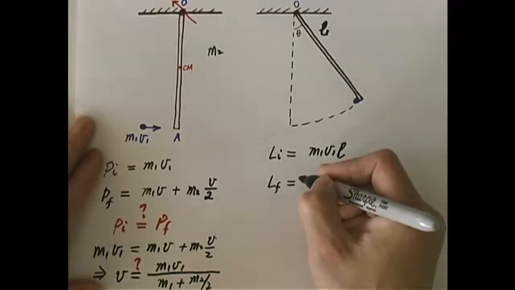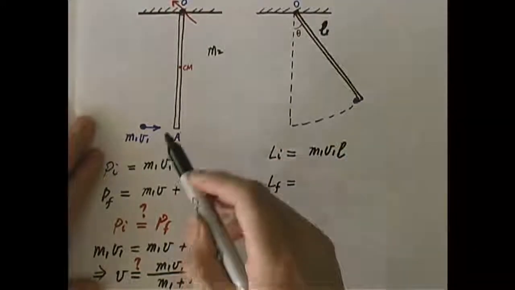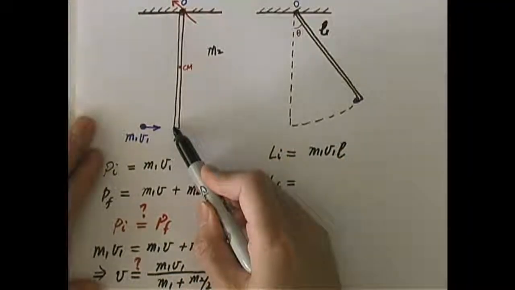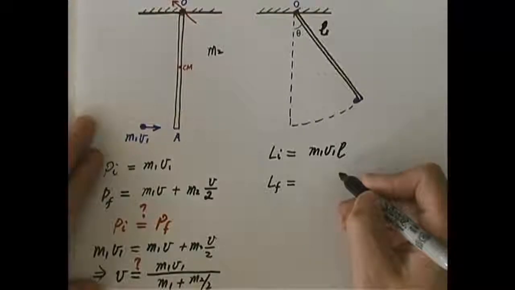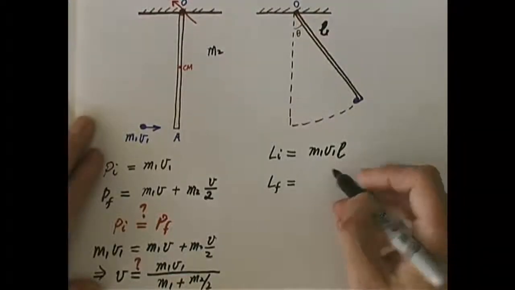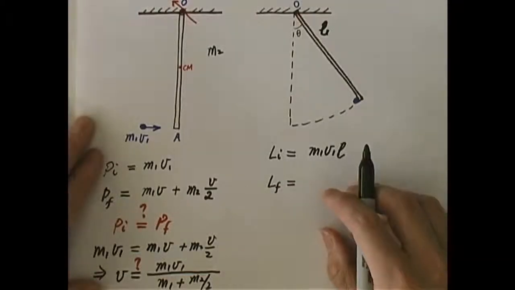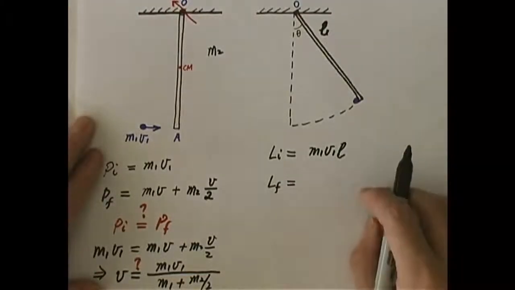There are two things you can do at this point. You can treat the rod plus the point mass as a single object, and find its I times omega. Or you can separate them, considering the rod and the point mass as two objects. You find their angular momenta separately and you add them up.